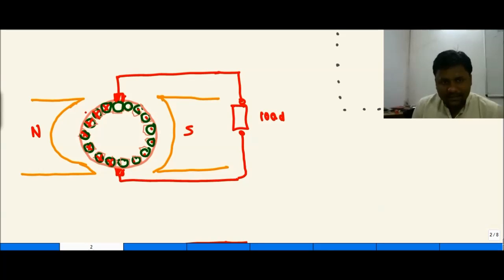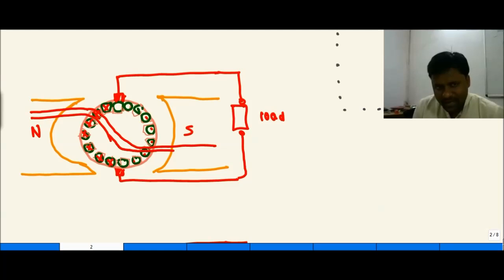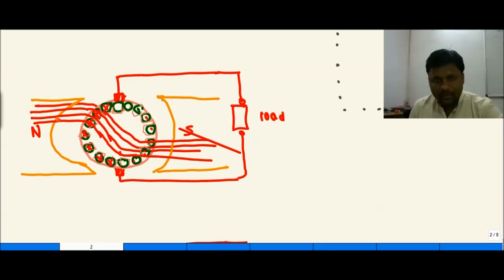Dot and cross, and the resultant flux is going to be like this fashion. The effect of the main field flux due to the armature flux is called the armature reaction. Like this.